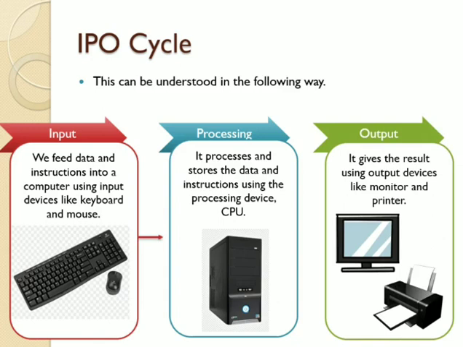Then the next one is output. It gives the result using output devices like monitor and printer. Whatever final result we get from the CPU will be displayed on output devices. So here monitor and printer are output devices.